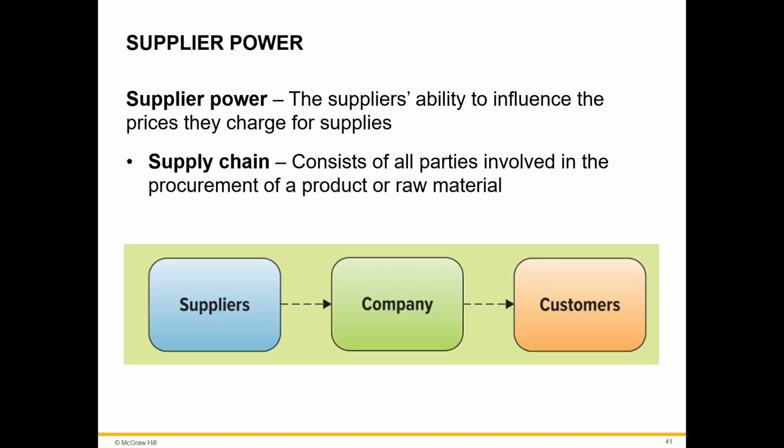Supplier power is the supplier's ability to influence the prices they charge for supplies. A supply chain consists of all parties involved in the procurement of a product or raw material. A company will be both a supplier to customers and a customer of other suppliers. This picture shows the traditional supply chain process. Typically, when a supplier raises prices, the buyer will pass on the increase to their customers by raising prices on the end product. Using MIS to find an alternative product is one way of decreasing suppliers' power.